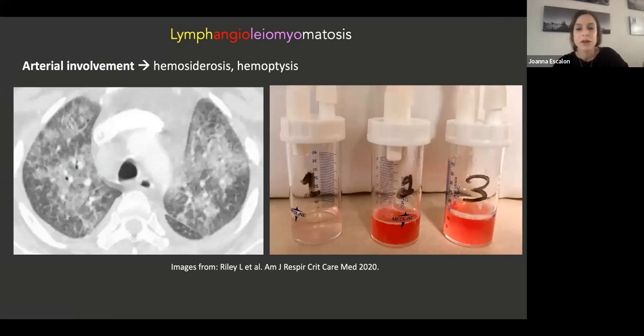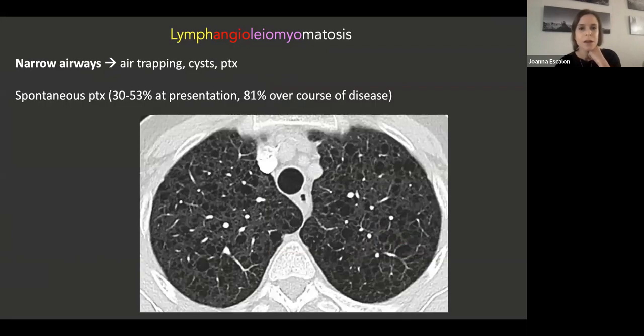This is a really rare case from the literature where the patient ended up having LAM, but actually presented with diffuse alveolar hemorrhage. You might have noticed in our case that there were some ground glass opacities in the right lung. While not typical, this is rare, that could have represented some hemorrhage from arterial involvement. Of course, the LAM cells also surround the airways, leading to air trapping, cysts, and pneumothoraces. In fact, 81% of patients will have a spontaneous pneumothorax at some point over the course of their disease.